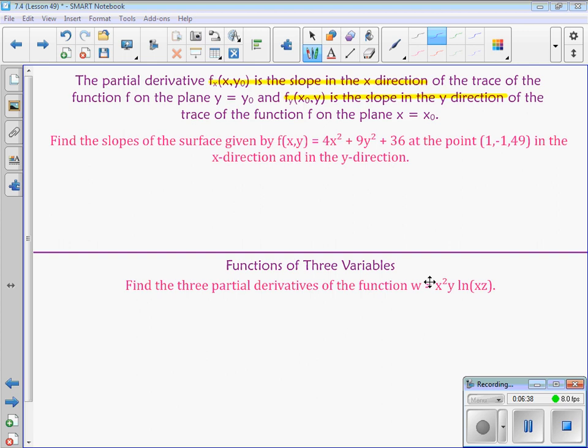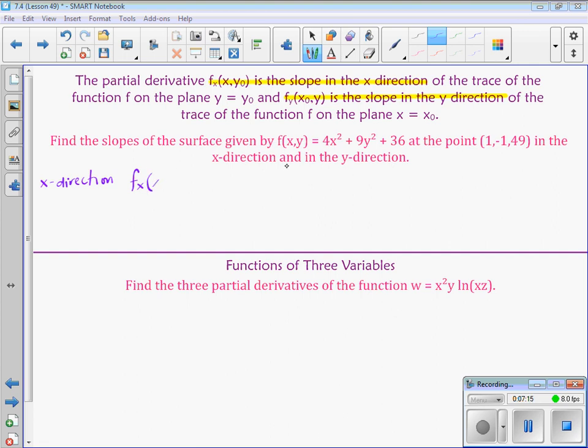Okay, so the partial derivative is the slope in the x direction. What do you notice about this here? Which partial derivative is the slope in the x direction? The x, right? And then the partial derivative with respect to y is the slope in the y direction. So when it says find the slopes in the x direction and y direction, you just do what you would think you would have to do here. So let's start with the x direction. So I'm going to find the derivative with respect to x here.